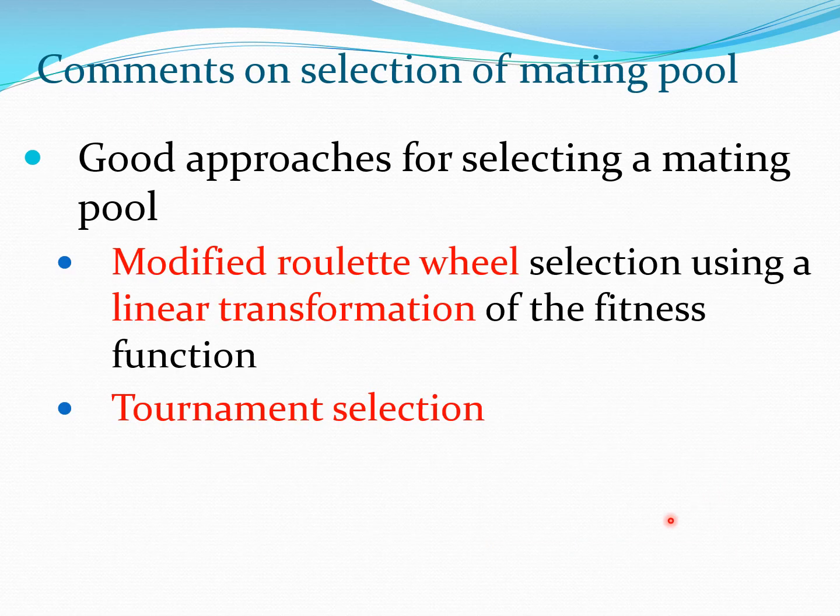So you see that tournament selection is actually in some ways a very simple process. It's more binary, more in terms of a game, and to some extent it does mimic a natural selection scenario. But a natural selection scenario is also captured to some extent by the roulette wheel selection. That is probably for more complex species which would use such a mechanism. So we can say in summary that modified roulette wheel selection using linear transformation of the fitness function is a good approach for selecting a mating pool. Second approach would be tournament selection.